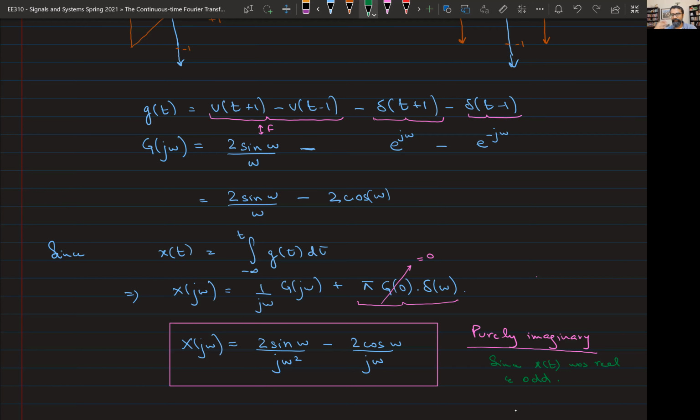So if you do all of this evaluation and at the end of the day your Fourier transform does not turn out to be purely imaginary, that means you must have made a mistake somewhere. Moreover, X of j omega is also odd, and that's easy to verify. Sine omega is odd, omega squared is even, so odd divided by even is odd. Cosine omega is even, omega is odd, so even divided by odd is also odd. And odd plus odd is odd. So everything fits together. Any question about this before I move ahead?